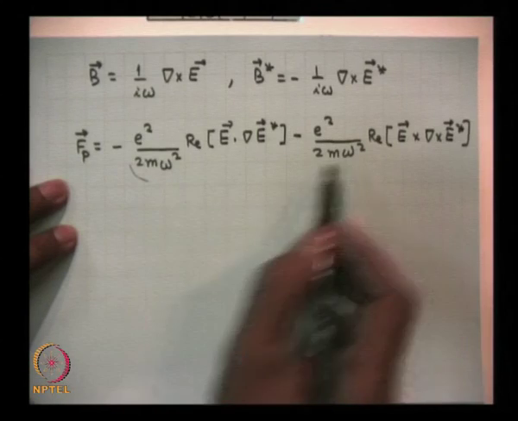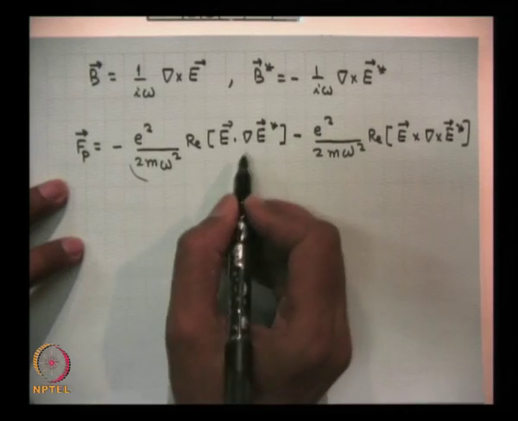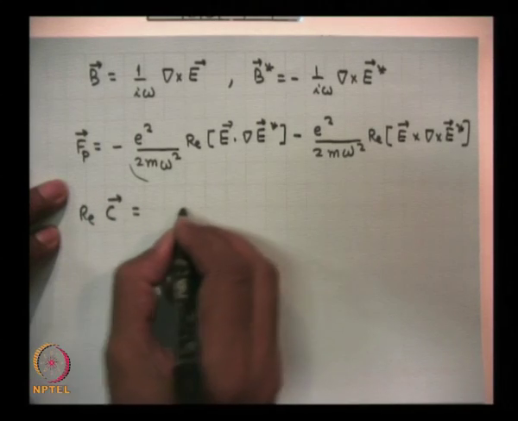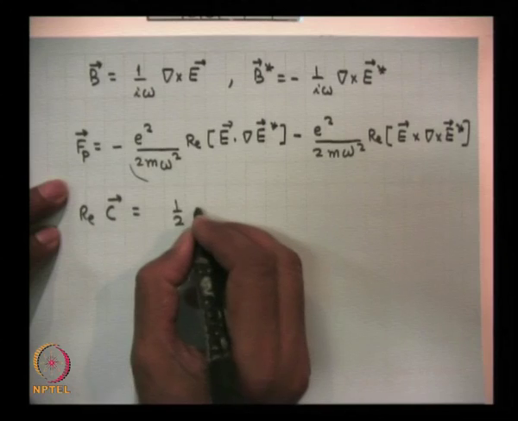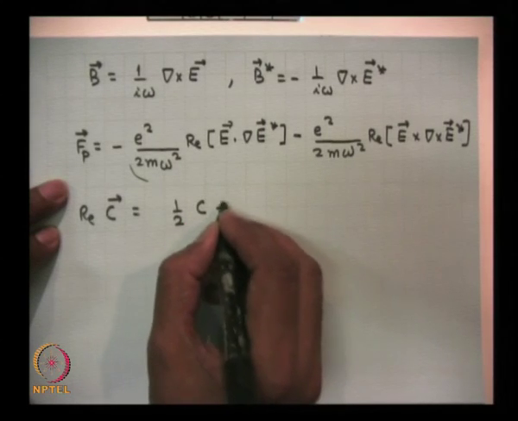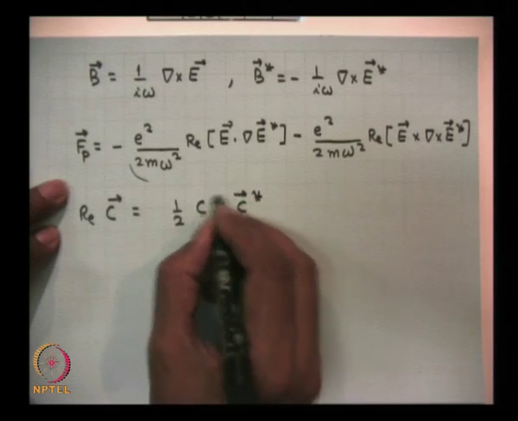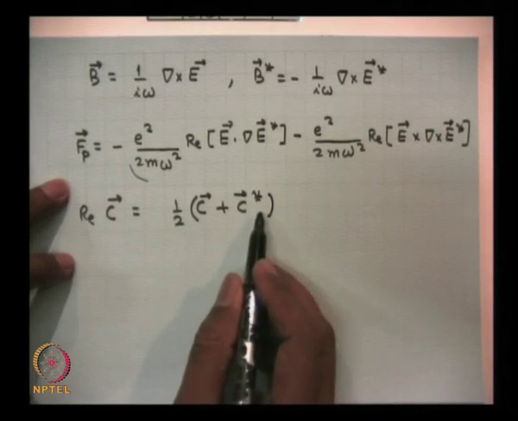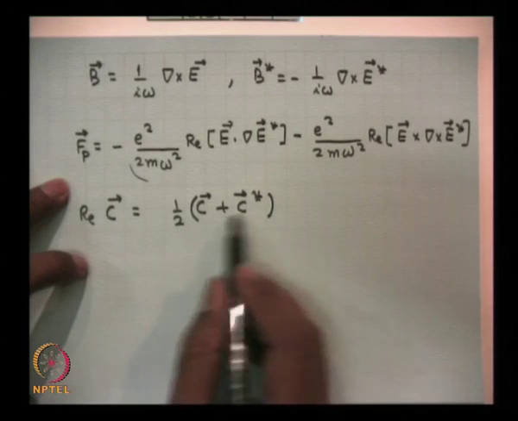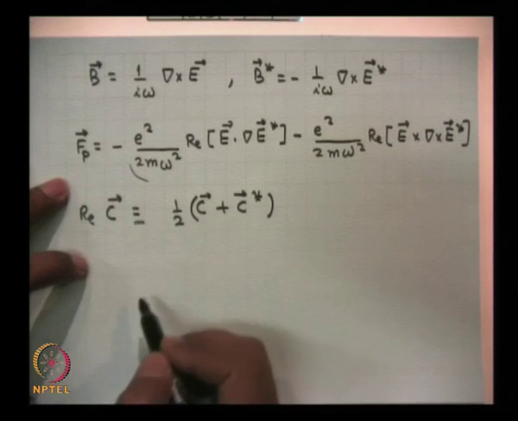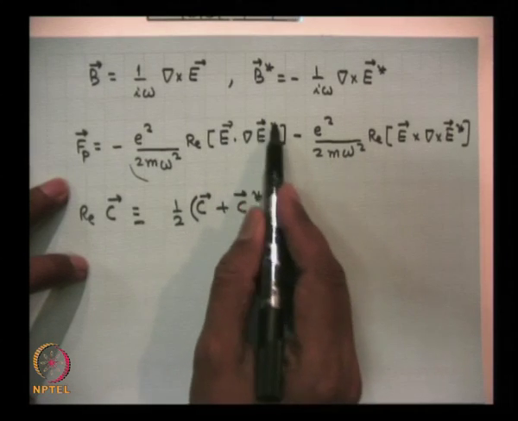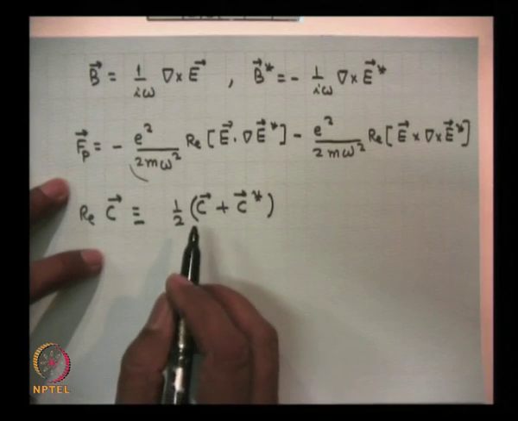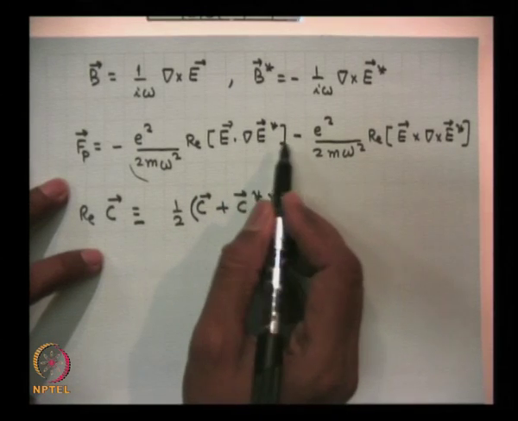This factor is common in both the terms, and you always know that the real part of any complex number C is the same thing as half of C plus C star. If there is any complex number, if you add its complex conjugate with it, the imaginary parts will cancel out, and this is always true. So, now this is a complex number in general. What I can do is write this expression as this expression plus its complex conjugate divided by 2.